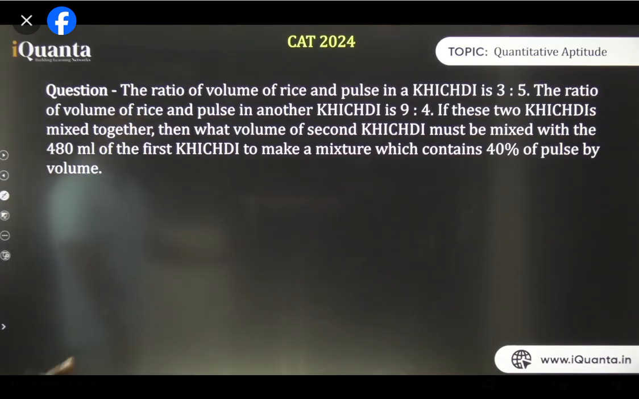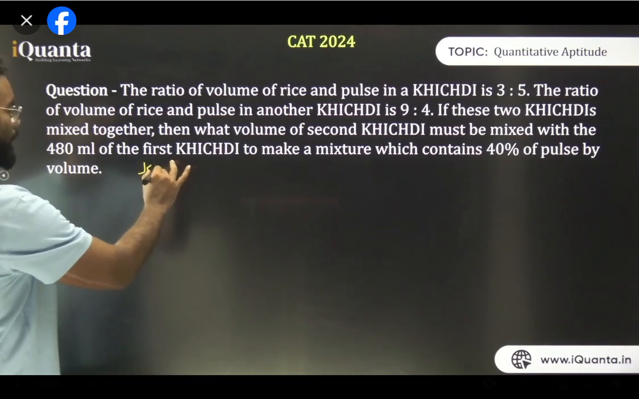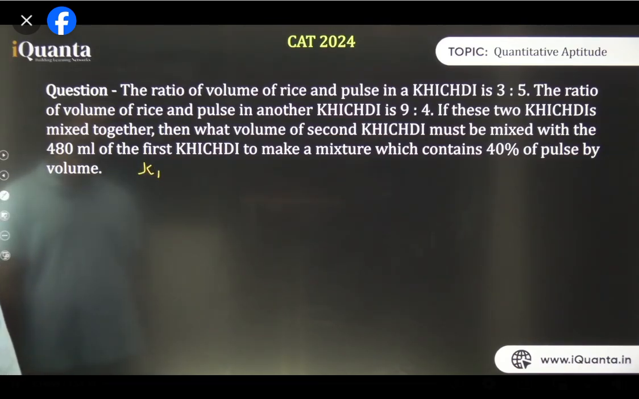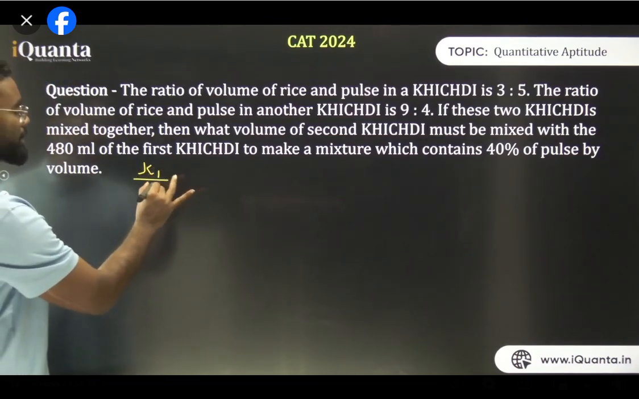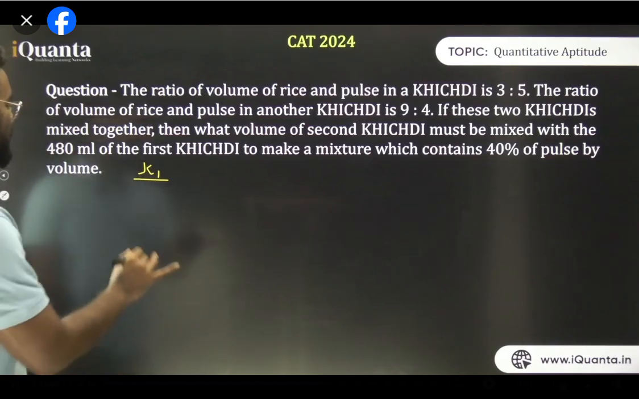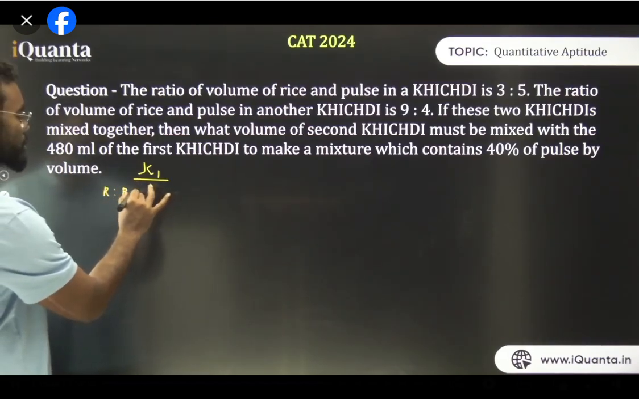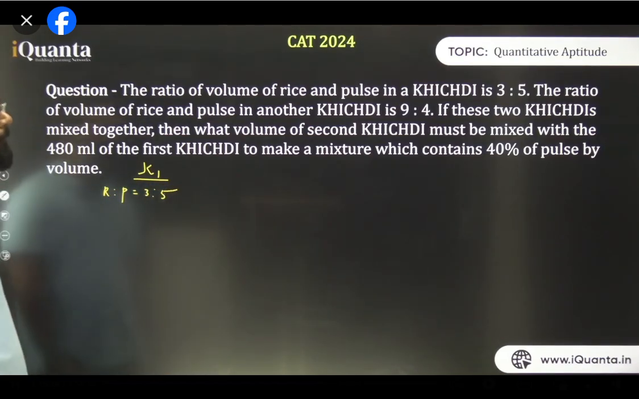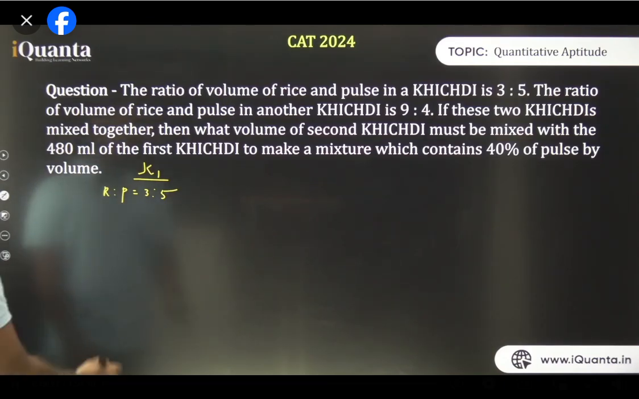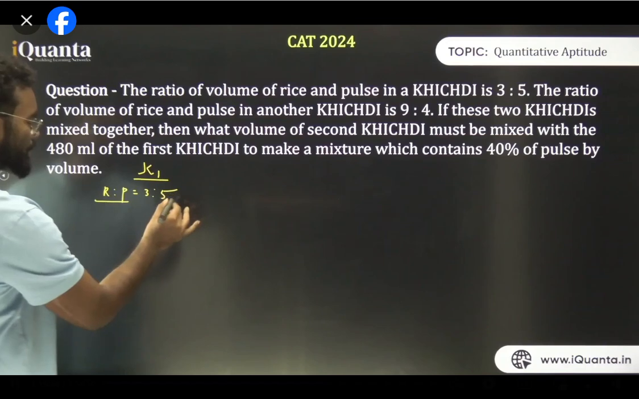Also, let's think about it. So this is Khichdi 1, K1. In Khichdi 1, the rice and pulse is in the ratio of 3:5, right? So in Khichdi 1, rice is to pulse is 3:5, right? Okay? And we don't have 40% of pulse, right? So I can say rice is to pulse is 3:5.